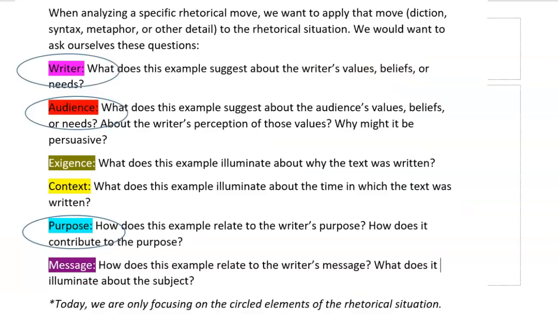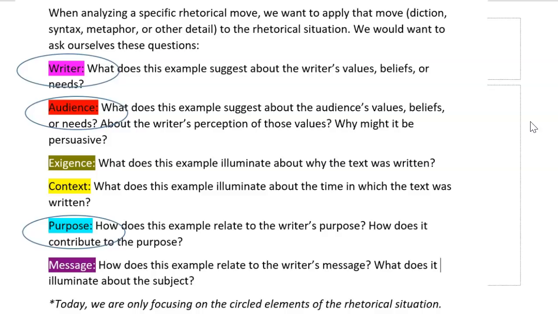So when analyzing a specific rhetorical move, like diction and an author's use of word choice, we want to apply that move to the rhetorical situation. So we would want to ask ourselves these questions. If we're thinking about why the author used that specific word, we want to ask, what does this example suggest about the writer's values, beliefs, or needs? To tie it to audience, we would ask, what does this example suggest about the audience's values, beliefs, or needs, about the writer's perception of those values? Why might it be so persuasive?